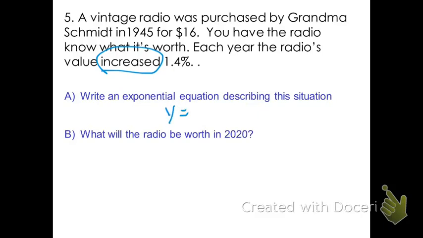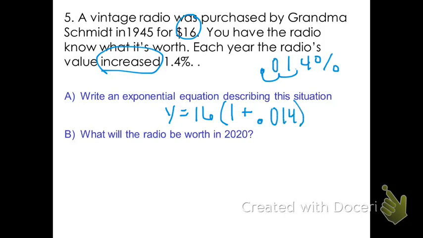All right, so y is equal to the starting value, 16. Now my rate is 1 plus, because it's increasing, point, because we got 1.4%. 1, 2, placeholder. So 0.014 to the x. Good job. Now let's go ahead and put it into the equation. And now it's something that we see down here. The question asks us, what would it be worth for 2020?